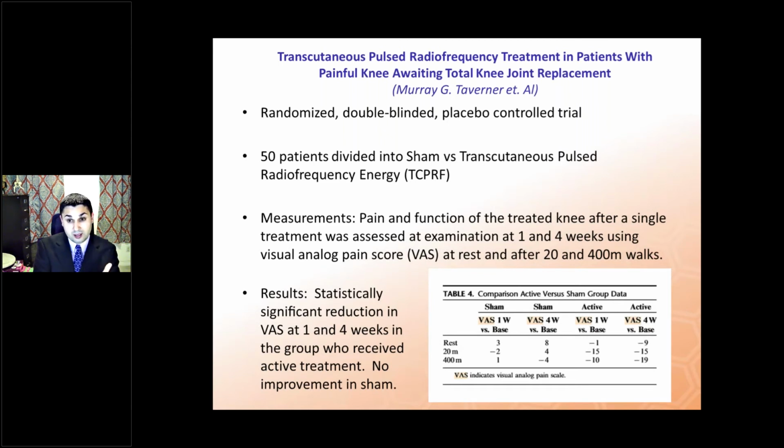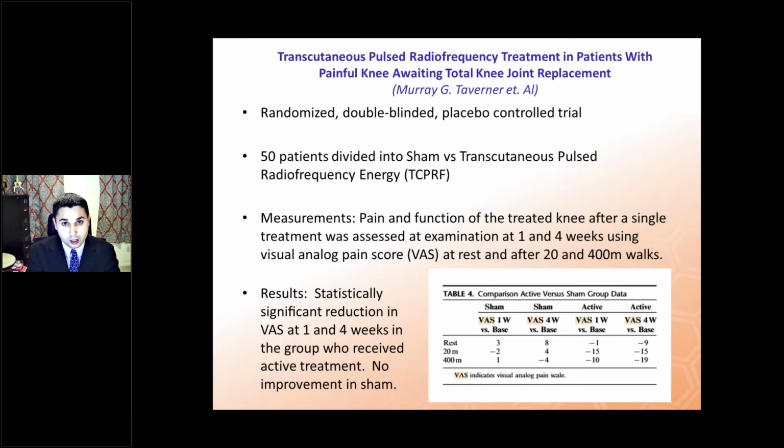And this one was measuring function too, because they're measuring how far they're walking. And this was applied to patients who had total knee replacements, who are waiting for it. So before they even got it, they said, let's try this before we start giving them surgery and see how they respond to it.